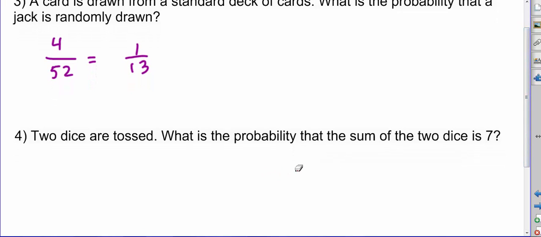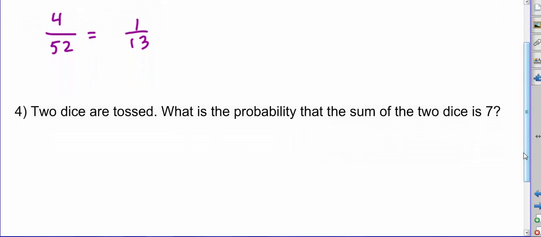All right, two dice are tossed. What is the probability that the sum of the two dice is 7? So let's look at the two sample spaces. This is our desired outcome. We could do 1 and 6. We could do 2 and 5. We could do 3 and 4. And then we could also reverse these: 4 and 3, 5 and 2, 6 and 1.